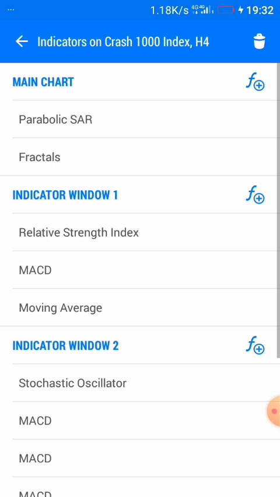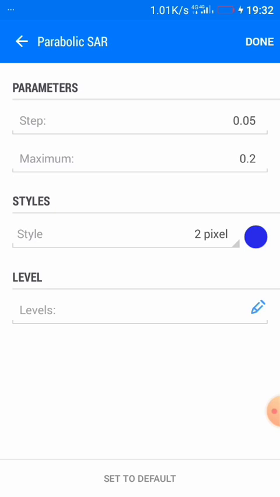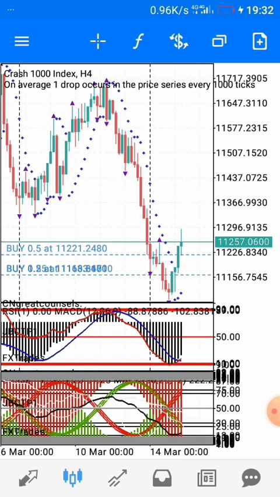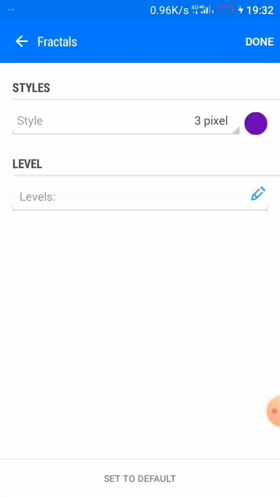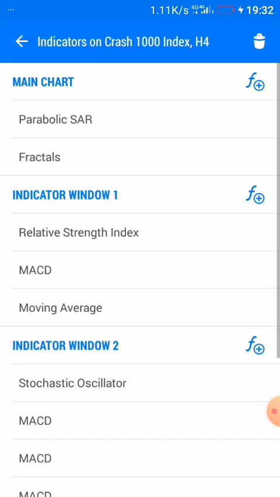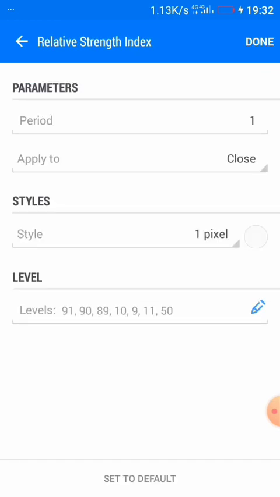Click on the F icon. On the main chart we have the parabolic SAR, and here are the parameters. You can take a screenshot of it because this video is not supposed to be that long. Just take a screenshot of it, then you click done. Then on the main chart again we have fractals, and this is the parameter. You click done. And then on our first indicator window we have the first indicator to be RSI, relative strength index, and these are the parameter.